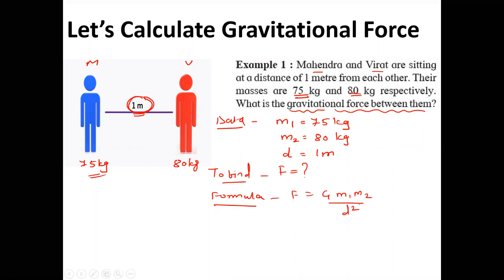Jab aap numerical koi solve karte ho, to aapko ye cheeze padhne ke baad, you should know the formula aur aapko kya find karna hai. And please check the units. All units should be in one system, either SI or CGS. To koi bhi ek system mein ye units hone chahiye. So now we will solve this numerical, and after solving it, we will try to understand how this formula and this numerical can be correlated for better understanding of Newton's law of gravitation.